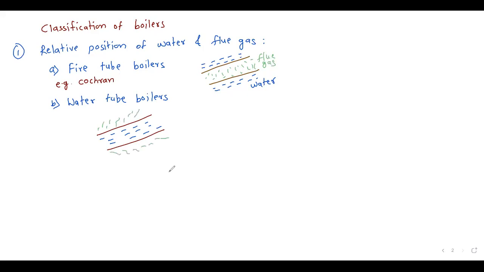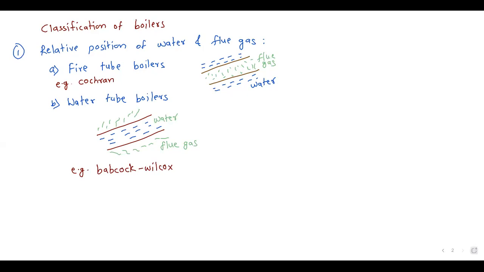Okay. So these are the flue gases, and inside there is water. In such an arrangement, water is flowing through the tubes, and outside there are flue gases. The example of a water tube boiler is the Babcock and Wilcox boiler. Okay, so this is the first way of classification.